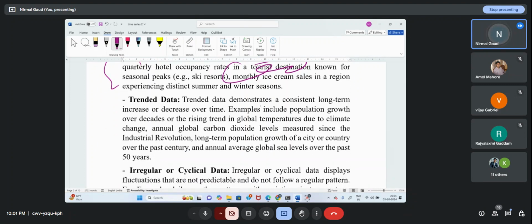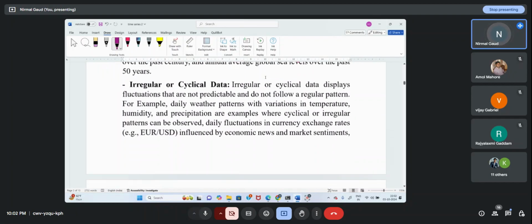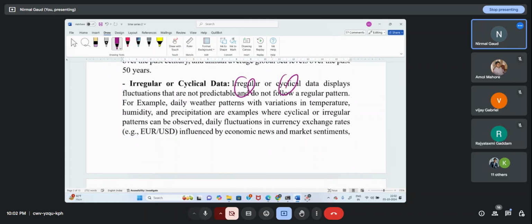Trend is where you have to see the variation in the data over a period of time. That is called a trend, variation in the data over a period of time. That could be a temperature trend, carbon dioxide levels, population growth. We may have irregular data also that displays fluctuations that are not predictable, they do not follow a regular pattern. So, for example, currency exchange rate, euro, dollar, economic news, market sentiment, irregular.